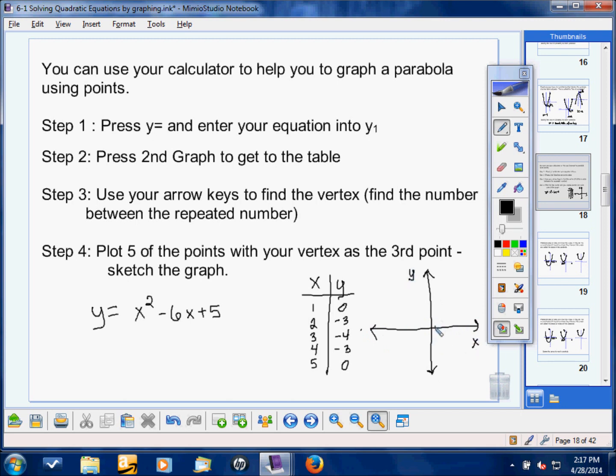So 1, 0 would go like here, and 2, -3, and then 3, -4. But we do need to be able to do this by hand for now, and I have a real good purpose for that. And you plot that point, and then 5, 0 would be here, and then you'd sketch in your parabola. That makes a U shape.